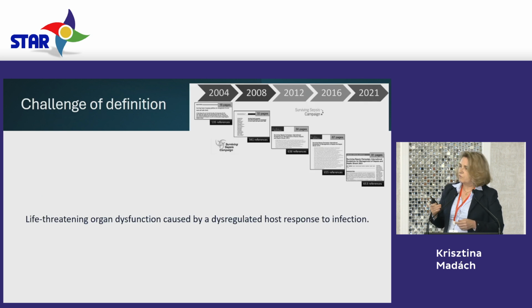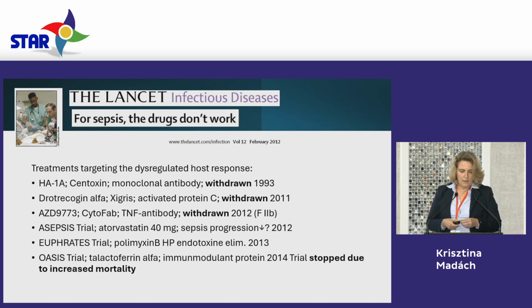Why? Because we were focusing on how to define and find these patients, and we have quite good definitions. We know that this was a challenge. But now we arrived at life-threatening organ dysfunction caused by a dysregulated host response to infection. It's important to emphasize this because once we get to the dysregulated host response phase, we get stuck. If we want to treat sepsis per se, the drugs don't work. Have a look at how many drugs were withdrawn from the market or stopped, sometimes due to increased mortality.